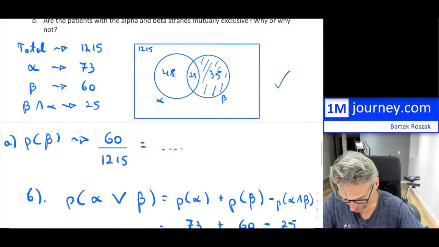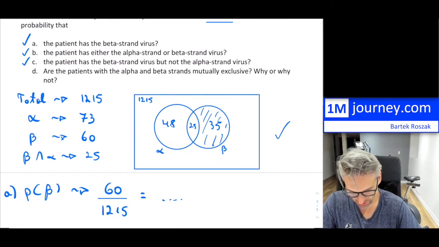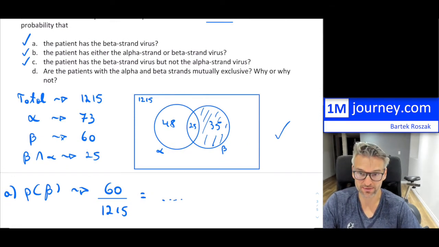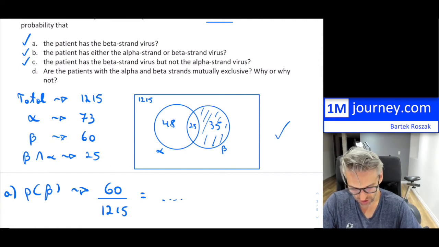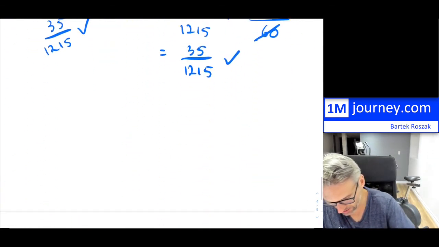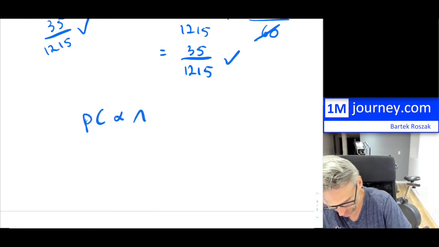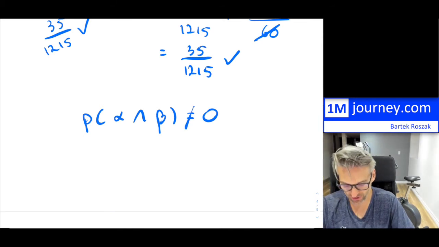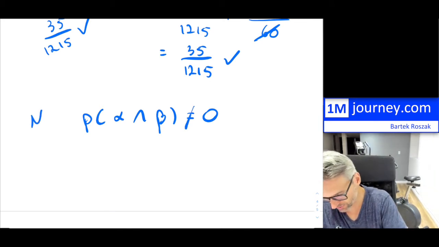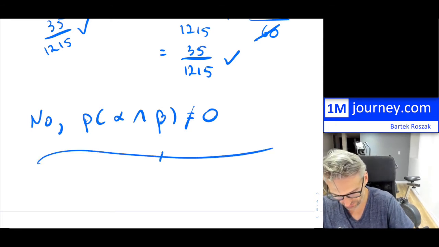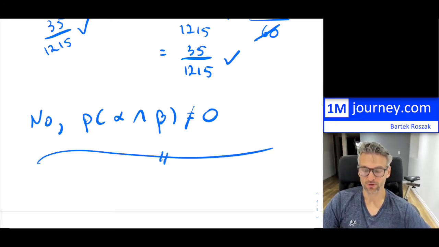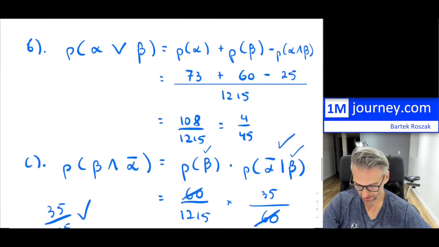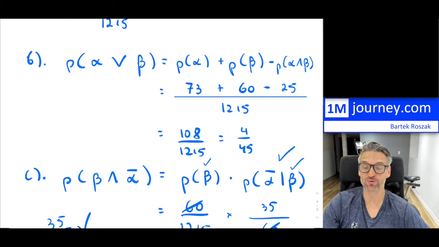Now part D: are the patients with alpha and beta strands mutually exclusive? No, they are not. Actually, I already said that. If they were mutually exclusive, the intersection would have to equal 0, but this is not 0, right? So they do intersect. The answer is no, they're not mutually exclusive. All right, so that completes another nice probability example where you can use Venn diagrams or some conditional probabilities. Okay, that's it for this one.